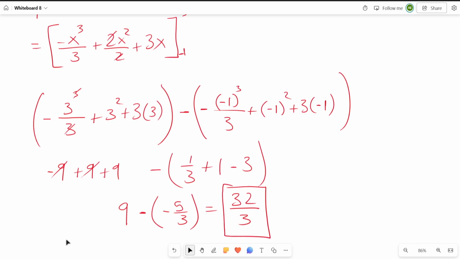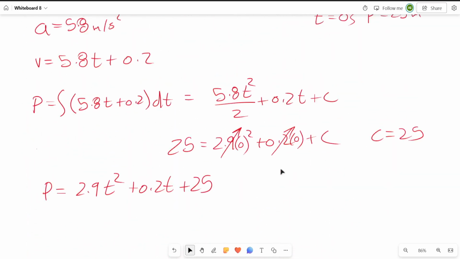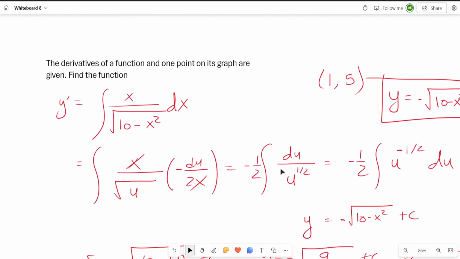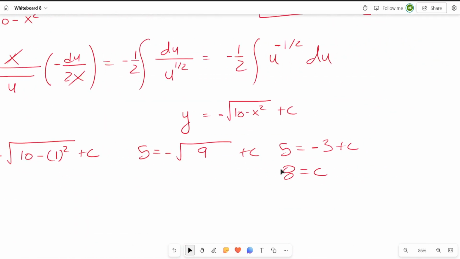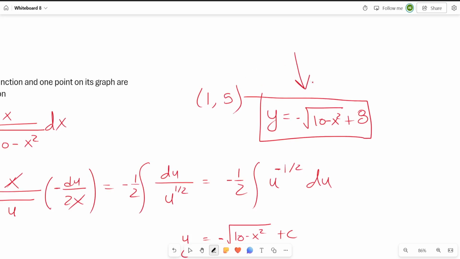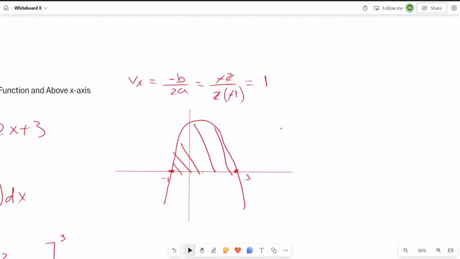Remember, in definite integrals, we always get the answer as a number, unlike over here when we get the answer as an expression, because this is an indefinite integral.